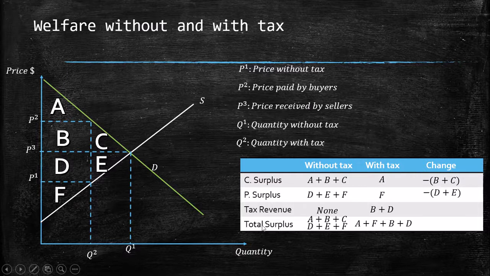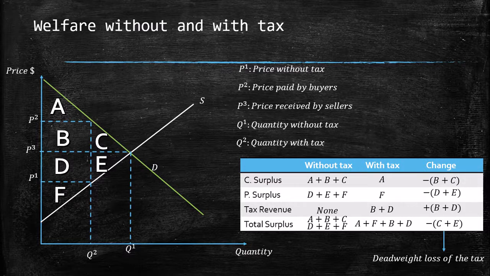The next one is producer surplus, which is going to change by D plus E, because after the tax they will have just F. And the government will be the only one that is better off, because they will receive B plus D. And if you notice here, in the total welfare after the tax, we don't see C or E. So this is the CE that is going to be lost after the tax.